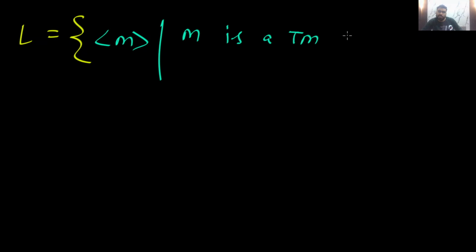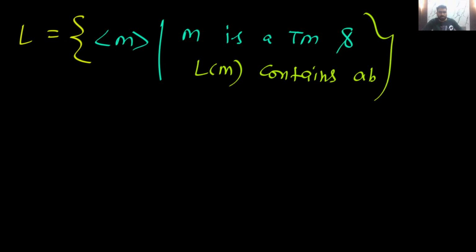For example, consider this language L. Consider the set of Turing machines M, where M is a Turing machine and LM contains AB. LM can contain something else also, but remember, LM contains AB. Now look at this language. This is RE but not REC.